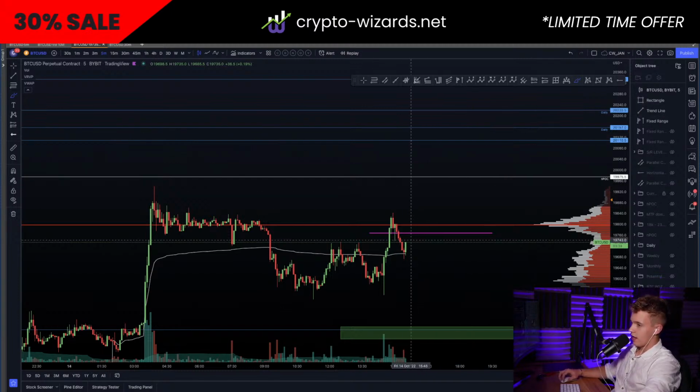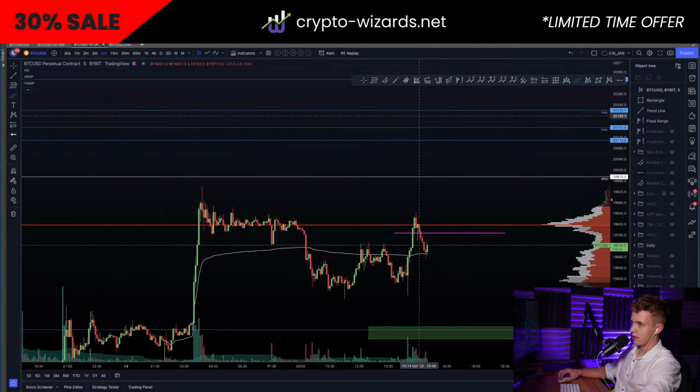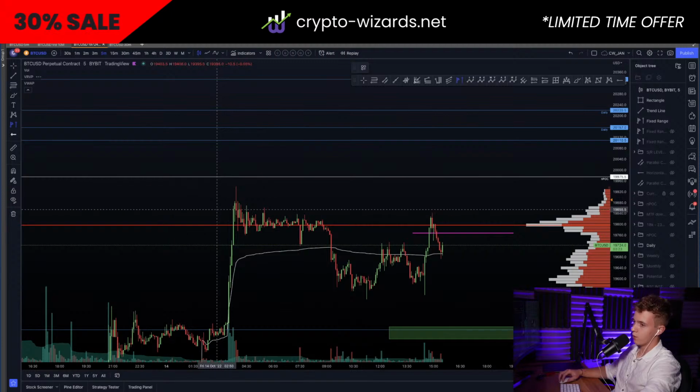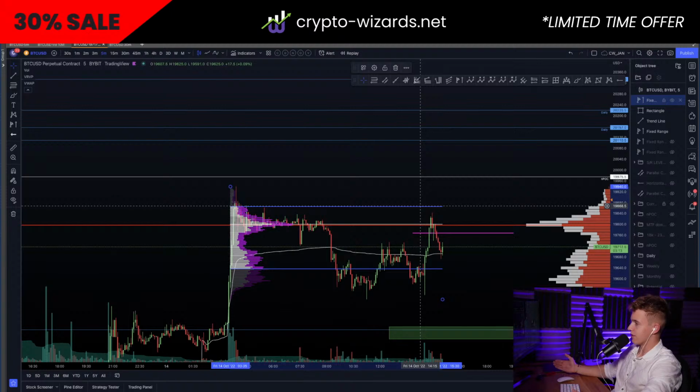On the other hand, if we lose it now, then it becomes a really high probability setup in my opinion, and I would be looking lower. Even if I show you the volume profile, this was a POC and a value area high. That was my confluence to go short here. I didn't use any Fibonacci or so. It's more of a scalp.